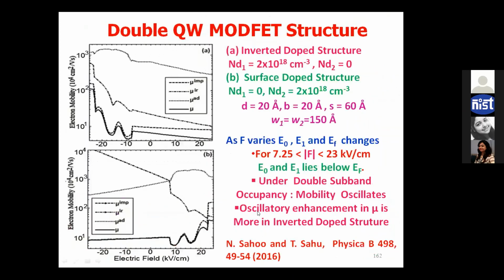So this is one where we saw the inverted doped structure and non-inverted. That means we dope in one case we apply field from the negative side, in another case we apply from the positive side. Then when you apply this different direction, the II and alloy scattering remain the same because they are symmetric potential. But the IR will be changed because IR is asymmetric.